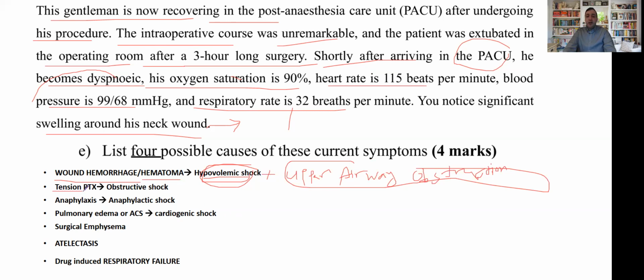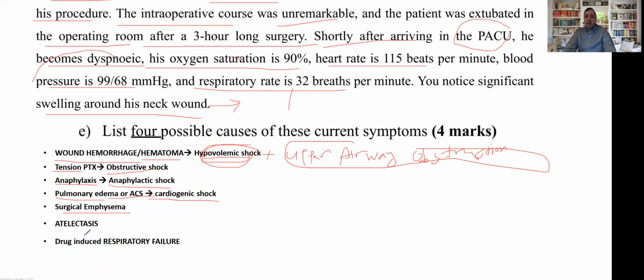Other things you have to think about: it could be tension pneumothorax leading to obstructive shock. It could be anaphylaxis to any of the medications the patient received, either in PACU or by the end of the surgery, leading to anaphylactic shock. Pulmonary edema or acute coronary syndrome leading to cardiogenic shock could be one of the differentials. Surgical emphysema is unlikely to cause this hypotension, severe tachypnea and desaturation, but it's not at the bottom of the list.